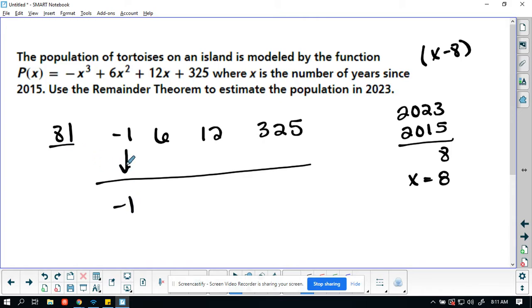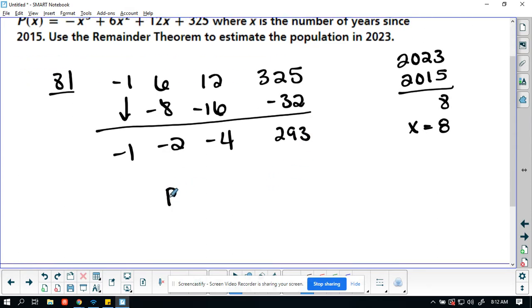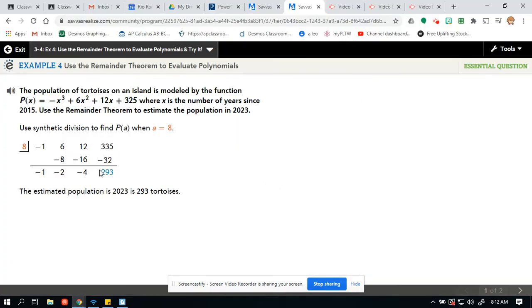Move down -1. -1 times 8 is -8. We get -2. -2 times 8 is -16. We get -4. -4 times 8 is -32. And that's 325 minus 32 goes to 293. So P of A, which is 8, will equal 293. So the estimated population of 2023 is 293.